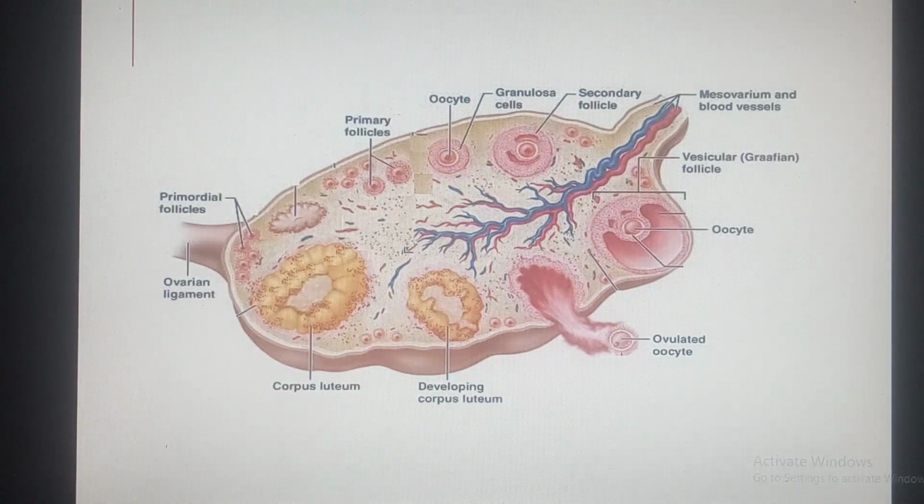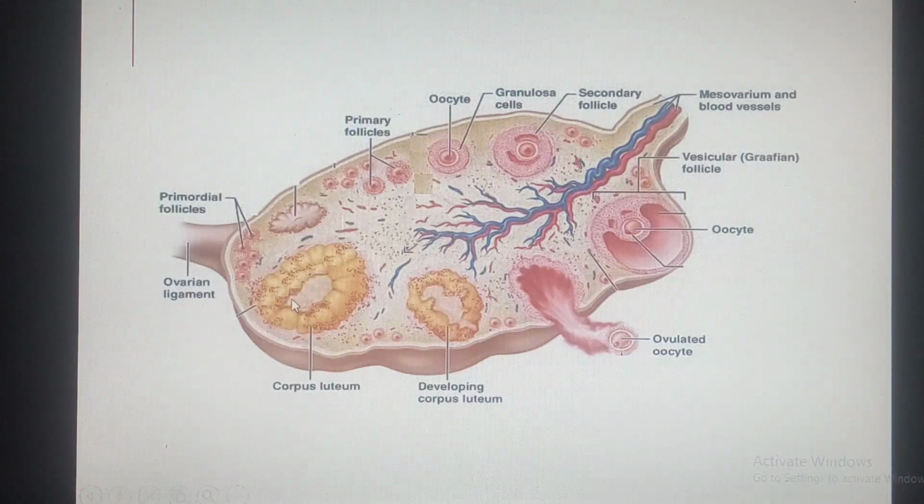Now, after 2 weeks, if there is no fertilization of the ovulated oocyte, then this corpus luteum will regress to become a white body, and that white body is known as corpus albicans. Corpus has to do with body, and albicans has to do with white. It becomes a white body, which is useless, and it's not going to perform any endocrine function again.